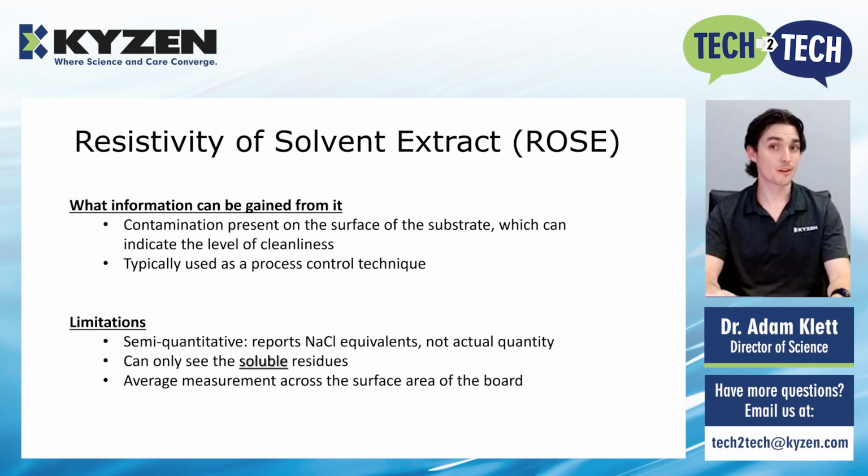First, since we're not separating the ions like an IC, we cannot quantify them because different ions change their conductivity differently. What we report is sodium chloride equivalence, which is not the amount of sodium chloride, but it's the amount of sodium chloride which would have to have been on the board to have the same effect on the change in conductivity. Also, as with IC, this method can only detect the soluble residues on the surface and is only an average measurement across the surface area of the entire board. So again, we won't be able to detect small areas of high concentration.